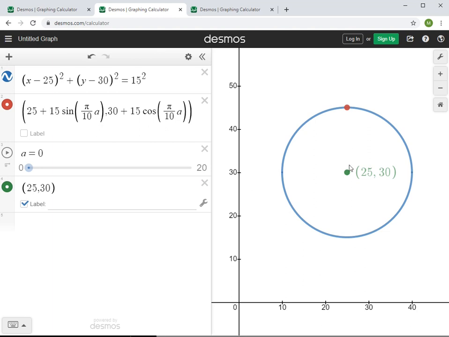So here is our circle, centered at (25, 30), and I just entered in the parametric equations here. And now as I let A run through the interval from 0 to 20, first off note that when A is 0, I'm again at the top of the circle, which would have coordinates (25, 45), because the center's at 30 and the radius is 15. So this would be the point (25, 45). And now if I hit play, I can see again I'm running around in a clockwise fashion and I complete one trip in 20 seconds.